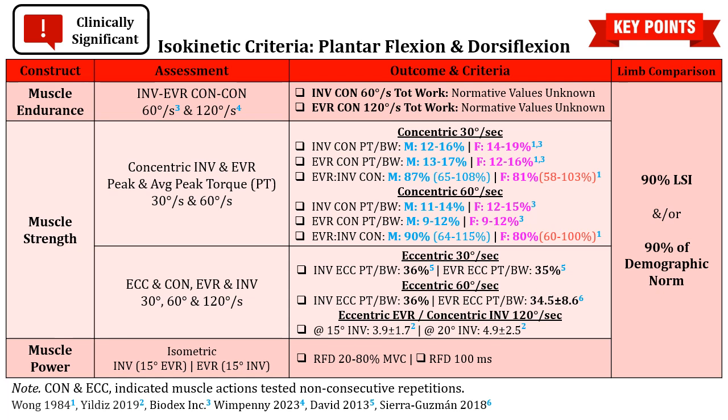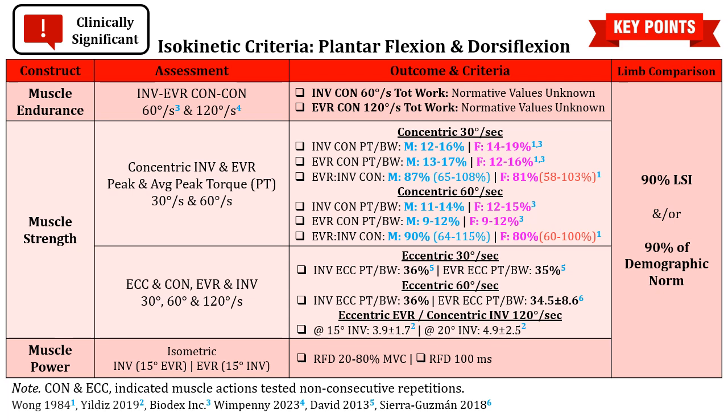And then for your eccentric eversion to your concentric inversion, so a mixed ratio, you can expect a 3.9 plus or minus 1.7 for the ratio, and then a 4.9 at 20 degrees of inversion. So it's kind of specific to the angle at which it's being tested or that you are taking those ratios. So if you're looking more at the inversion position of 15 degrees versus 20 degrees, those would be the angles at which the mixed ratio is shown to be most differential between the healthy group and the affected group.